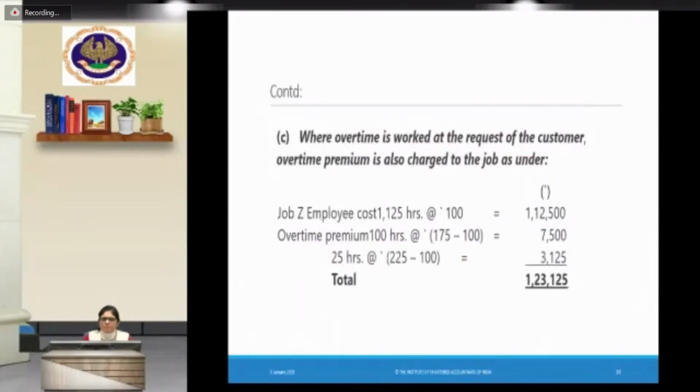So here, the total cost at the basic rate and the overtime premium were charged to the job only. The total cost is charged to the job and not to the department. Clear? So those are all three cases, and this example is very good for understanding the concept of overtime. Overtime is always charged as per the premium.